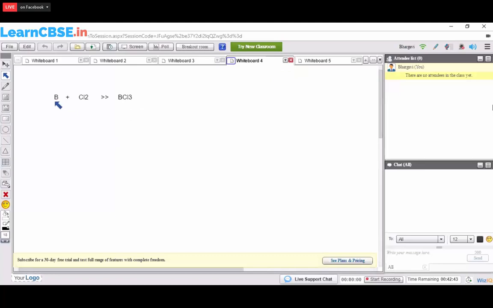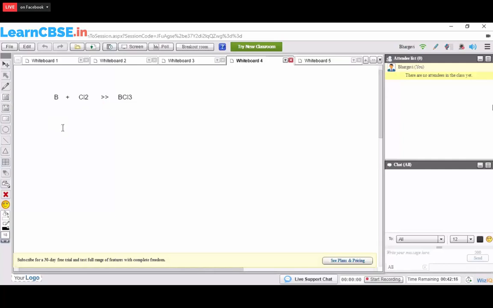Here, boron reacts with chlorine, forms the boron trichloride. Here also the same thing. Here chlorine is a diatomic molecule, so Cl2. So when it combines with the boron, it forms the Cl3. So here it is 2 chlorine, here it is 3 chlorine. Again we have to do the cross multiply. The 3 we have to place over here, the 2 we have to place over here.